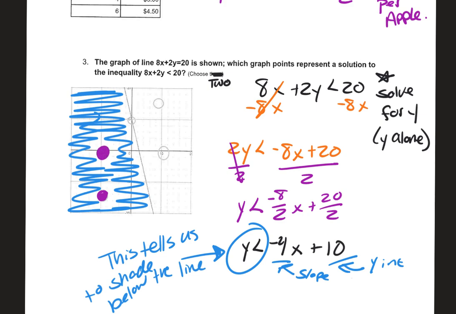I want to point out that on this inequality, there's no line underneath it, so I couldn't pick the dot on the line, because technically this should be a dashed line. But any point in there is a solution. Any point in there is going to be a solution to that inequality. Any point in the shaded region.